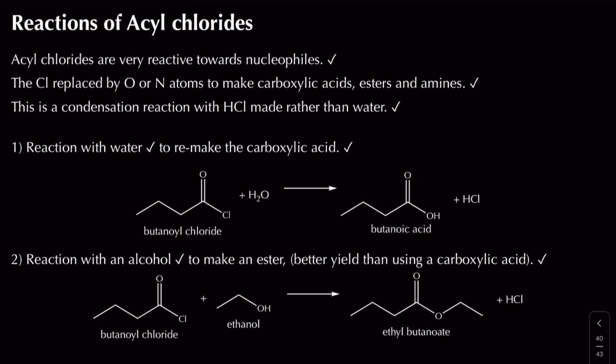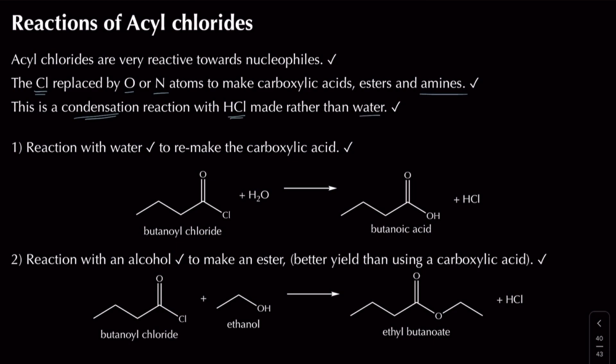Now, moving on to the reactions of acyl chlorides. Acyl chlorides are very reactive towards nucleophiles, and normally what happens is the chlorine atom is replaced by an oxygen to form an ester or a carboxylic acid, or the chlorine atom could also be replaced by an N atom to actually form amides as well. Now, these reactions are classed as condensation reactions, but instead of making water, we actually make HCl as well.